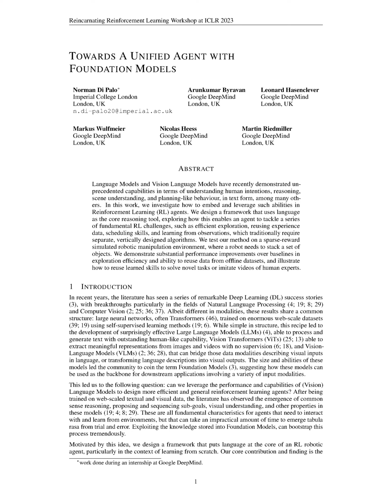This brings us to our main question. Can we use the performance and capabilities of these vision language models to create more efficient and versatile reinforcement learning agents? After training on vast amounts of textual and visual data from the web, these models have shown signs of common sense reasoning, the ability to propose and sequence subgoals, visual understanding, and other key features. These are all crucial traits for agents that need to interact with and learn from their environments, but they can take an impractical amount of time to develop from scratch through trial and error. By utilizing the knowledge embedded in foundation models, we can significantly speed up this process.